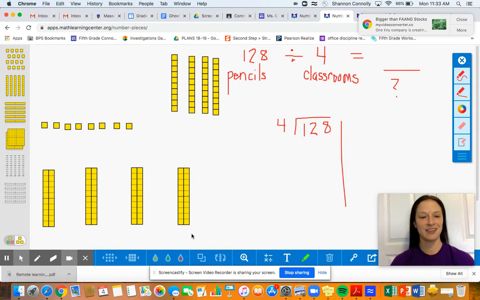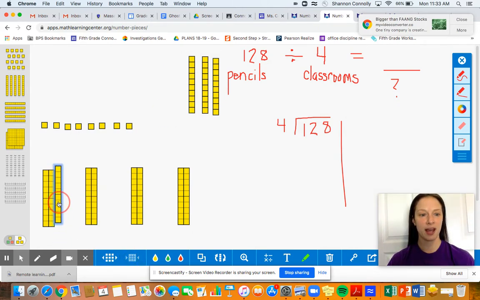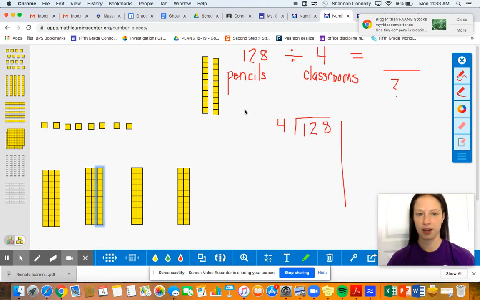So let me take this off. So what we see here is that we don't have to do 10 at a time. We can do several groups of 10 at a time. So we have a group of 10 fits there. A group of 10 could go there. And what I want you thinking about is how many is in each group and how many pencils did we use? How many did we give out all at once? There's that.